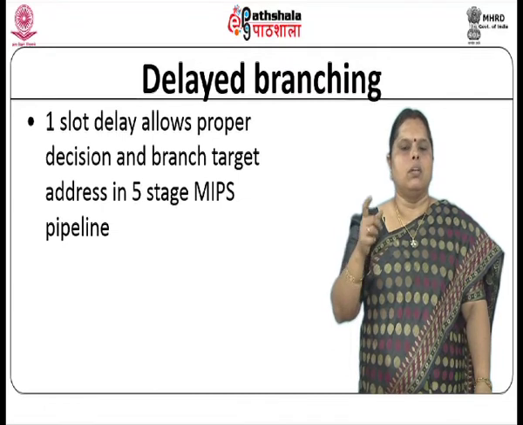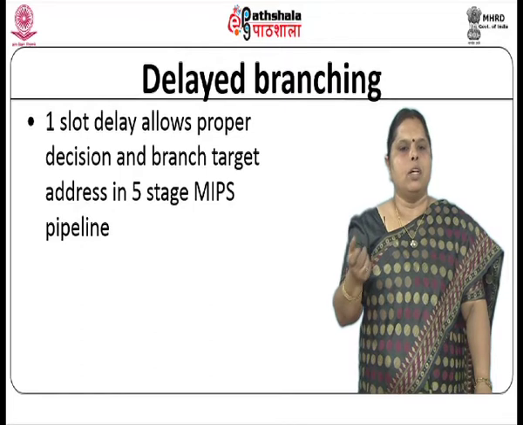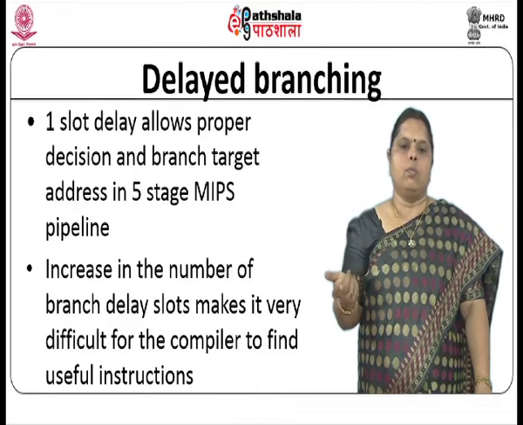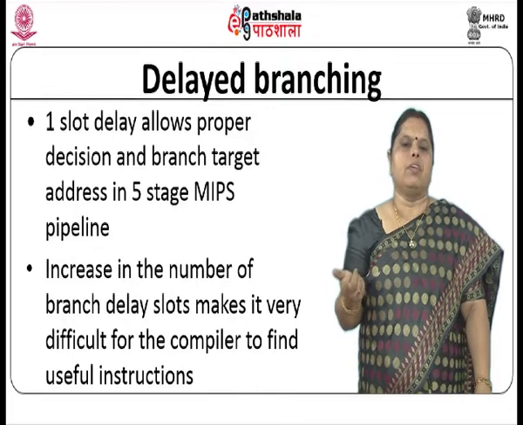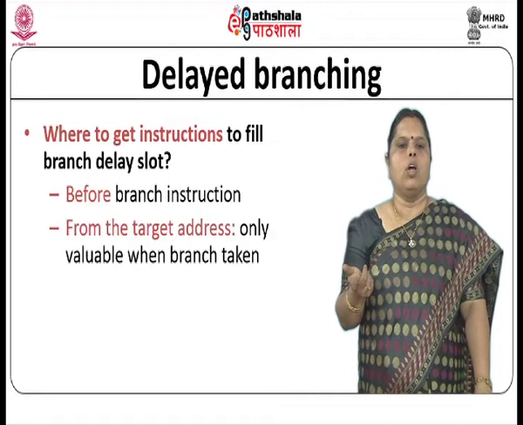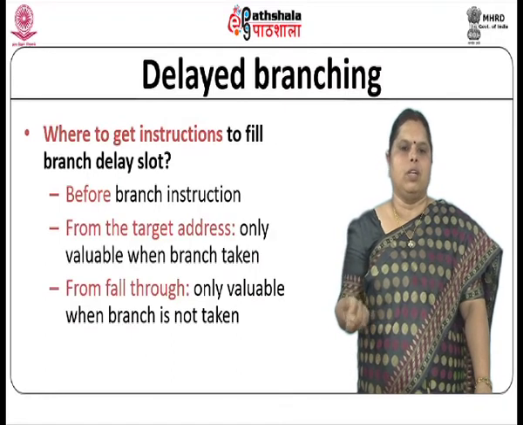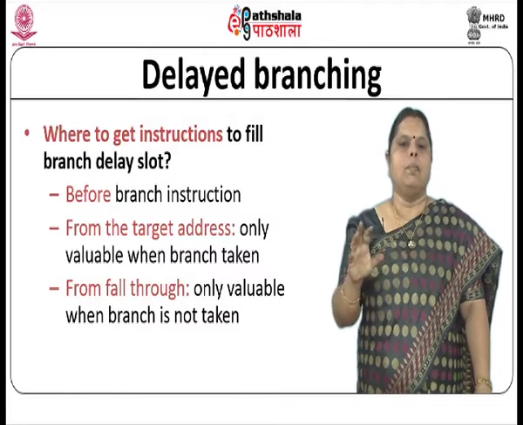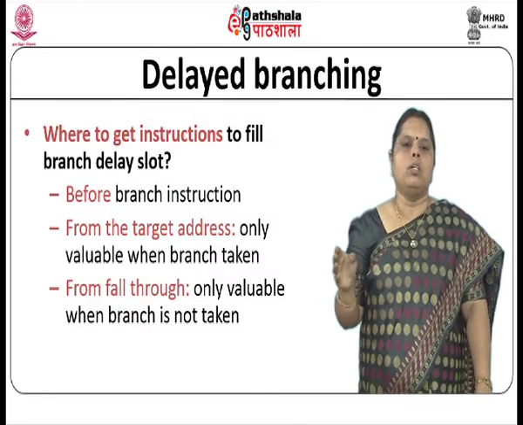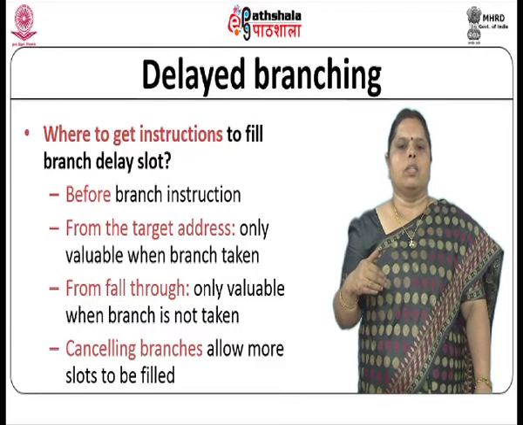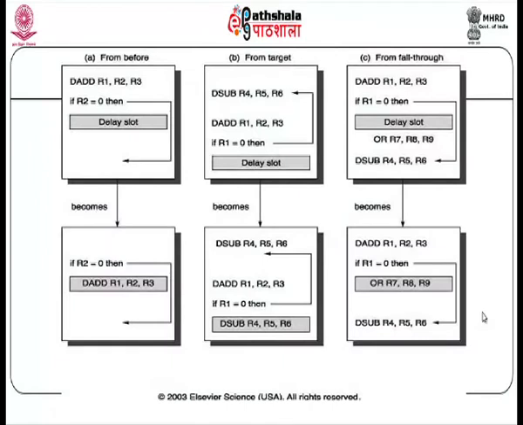So, the one delay slot allows proper decision making and branch target address in your 5-stage MIPS pipeline. Increase in the number of branch delay slots makes it very difficult for the compiler to find useful instructions. So, if you look at the 3 options from where you can fill instructions from, one is filling before, that is independent instructions. The other one is from the target address itself, and the other one is from the fall through path. So, this gives you an idea of what happens here.